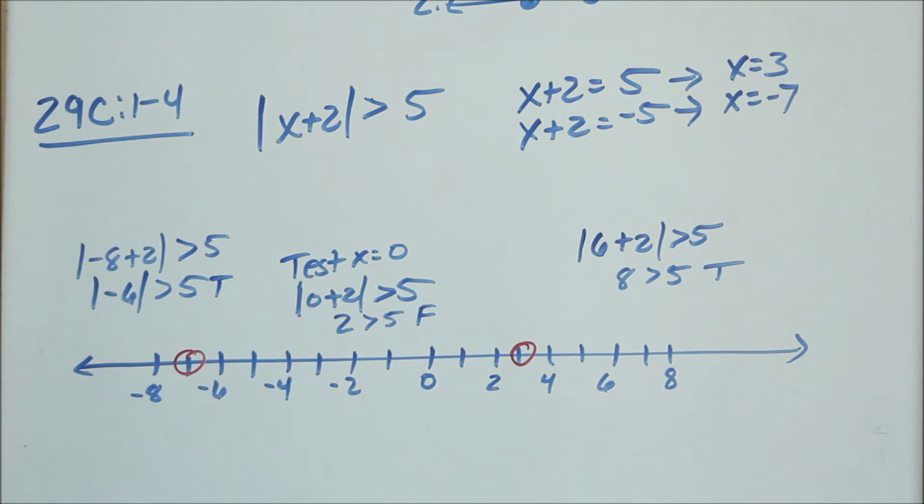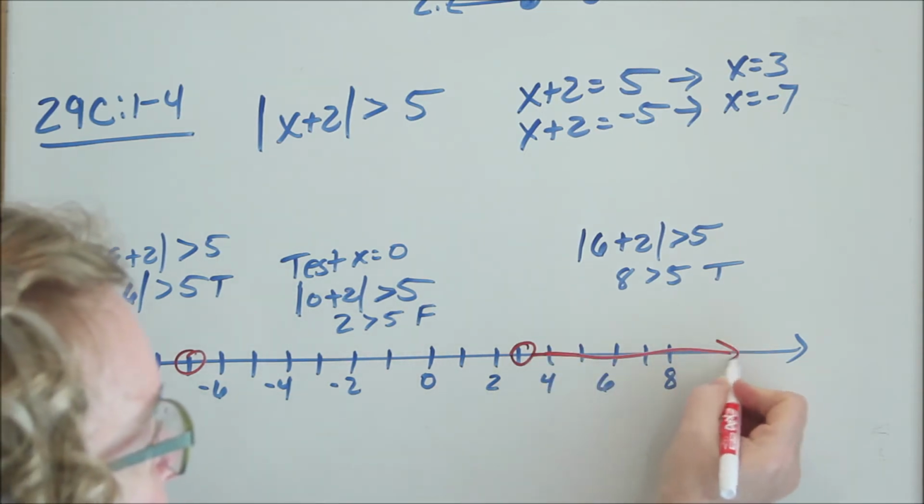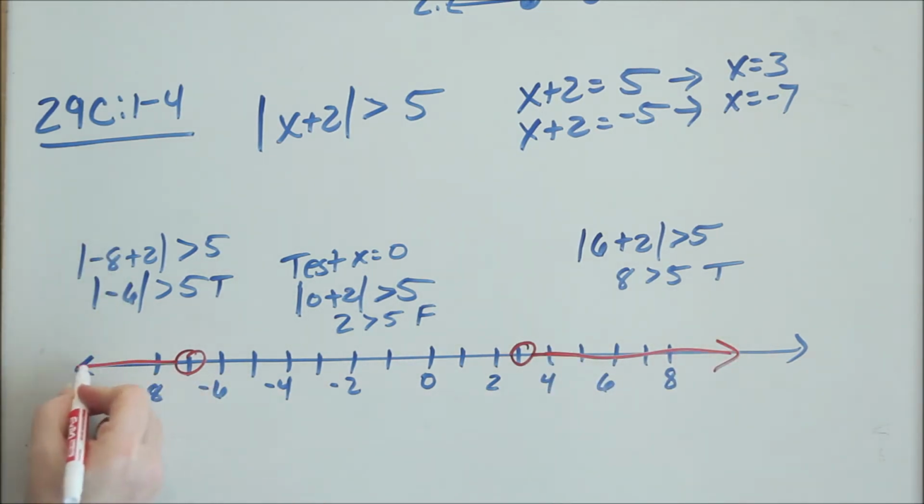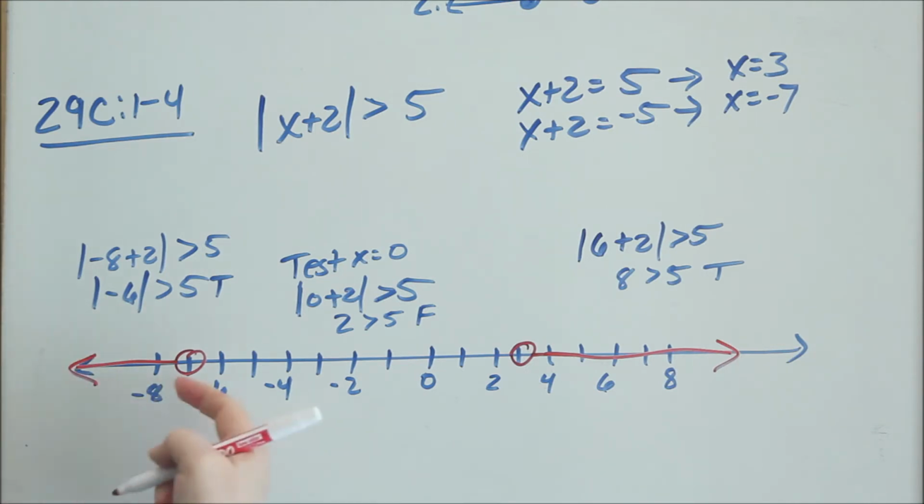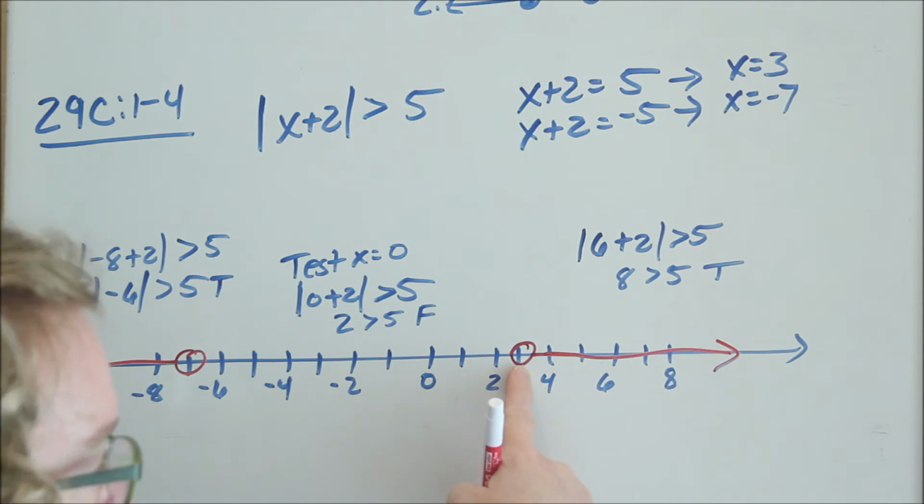That's a true statement. So, meaning nothing in between the 2 points will work, but any number outside these points will work. So you draw a line like this, and you draw an arrow saying that any number that is smaller than negative 7 will work, and any number greater than 3, but we're not including negative 7 and we're not including 3. Meaning I could use 3.1 or 3.001.